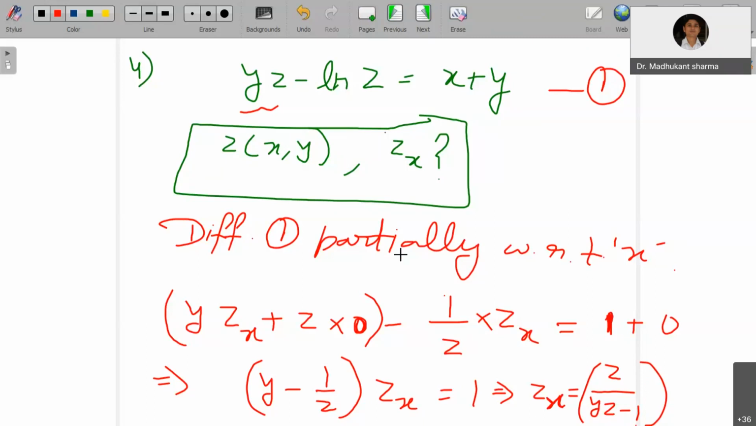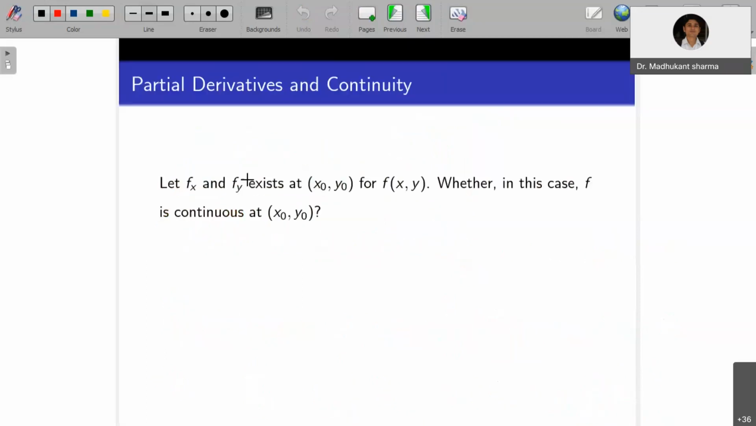Suppose you have been given that the partial derivative exists in both variables. You take a function f of x comma y, and when you talk about the derivative, you are talking about it at a point x naught, y naught. Suppose the partial derivatives exist at x naught comma y naught in both directions, the x direction as well as the y direction. Can I guarantee that the function is continuous at least? We will talk about differentiability later. So my question is, if fx and fy exist at x naught y naught for f of xy, whether in this case f is continuous at x naught y naught. That we can expect, but the answer is not true in general.